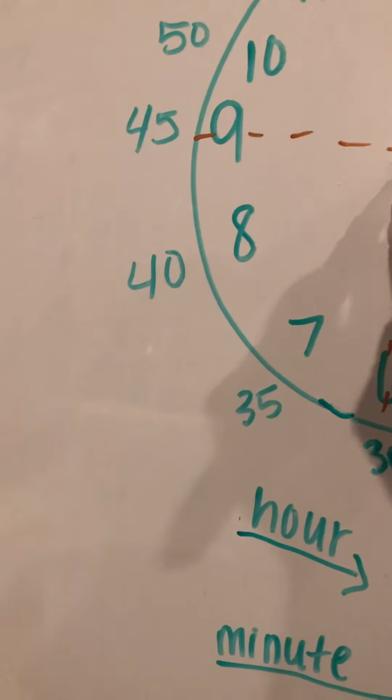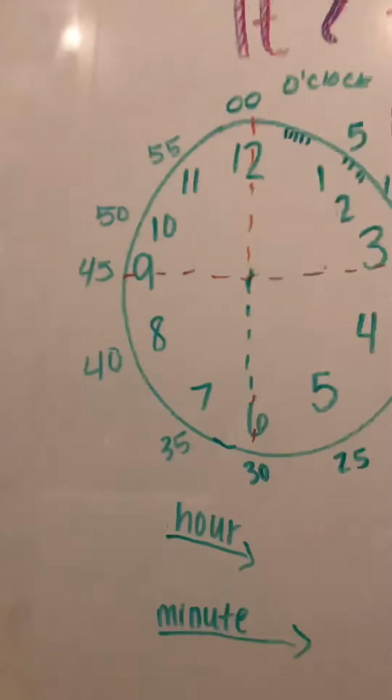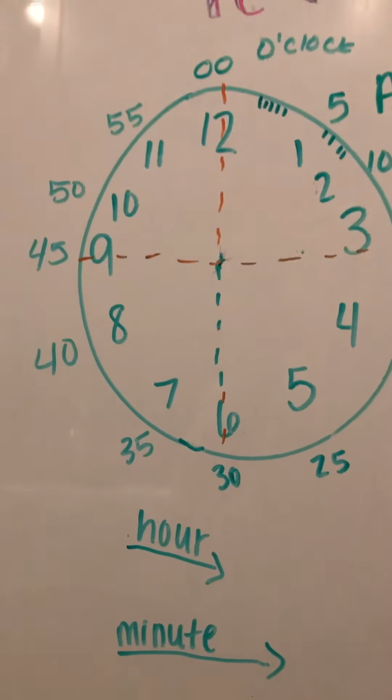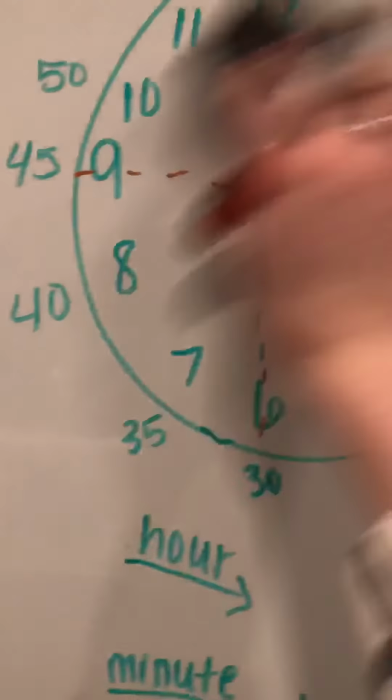Whoops. I guess I can draw in our little dots like that. And then we have our digital clock. And our digital clock is something that you probably have at home in your bedroom, or maybe you see it on your oven or on your microwave. This is our digital clock.